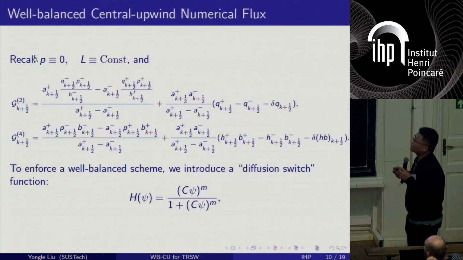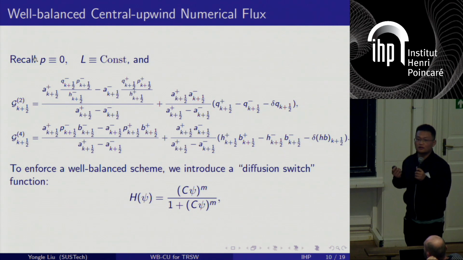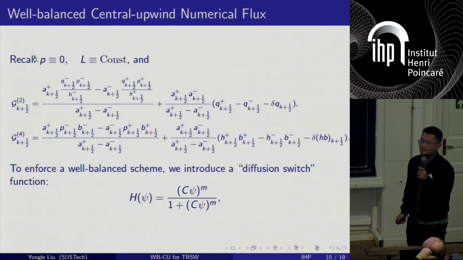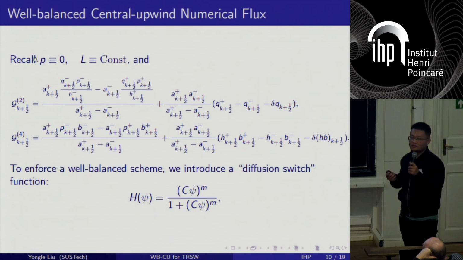But keep in mind that our goal is to make our numerical scheme well balanced. So now we check whether our scheme is well balanced or not. We take the steady data, P equal to 0 and L constant. Then we observe that in the second and the fourth components of the numerical flux, if P is 0, the first term vanishes, and the second term vanishes as well. But we don't know the values of Q and H B, so these two terms will not vanish. So it indicates that our numerical scheme is not a well-balanced one.